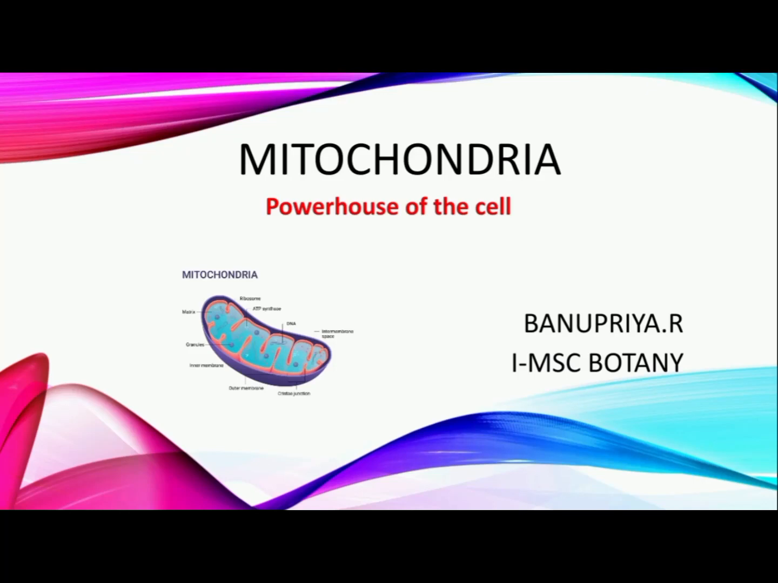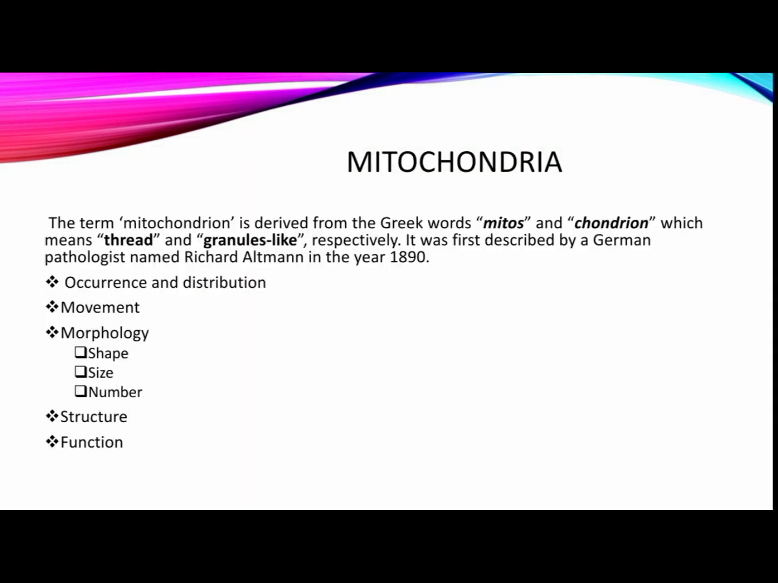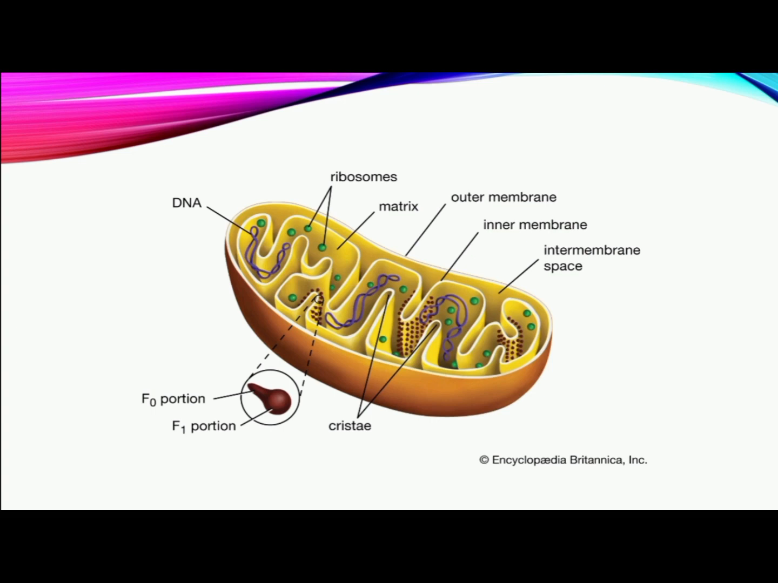This slide is about mitochondria, the powerhouse of the cell. The term mitochondria is derived from the Greek words mitos and chondrion, which mean thread and granule-like. It was first described by a German pathologist named Richard Altmann in 1890. This is the diagrammatic representation of mitochondria.